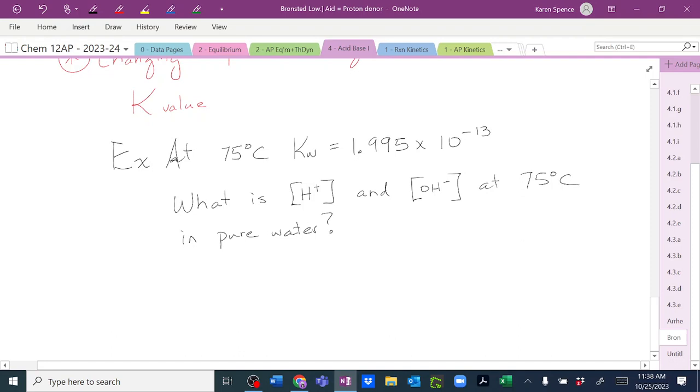Much like hydrogen and hydroxide. Yes, exactly. There's not very much of either of them, but they're in perfect balance.